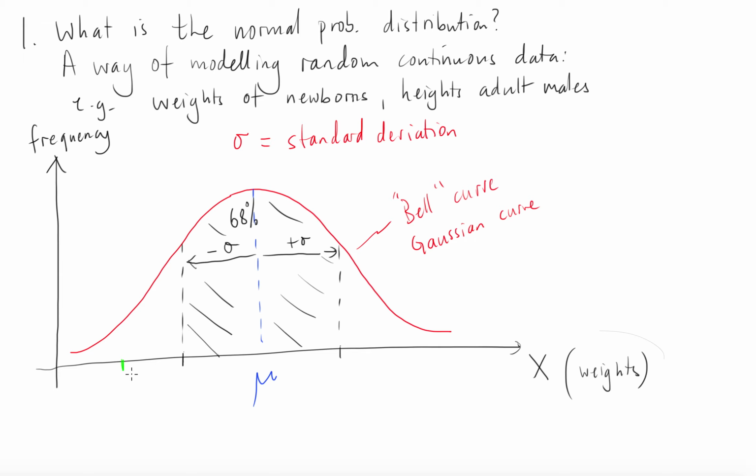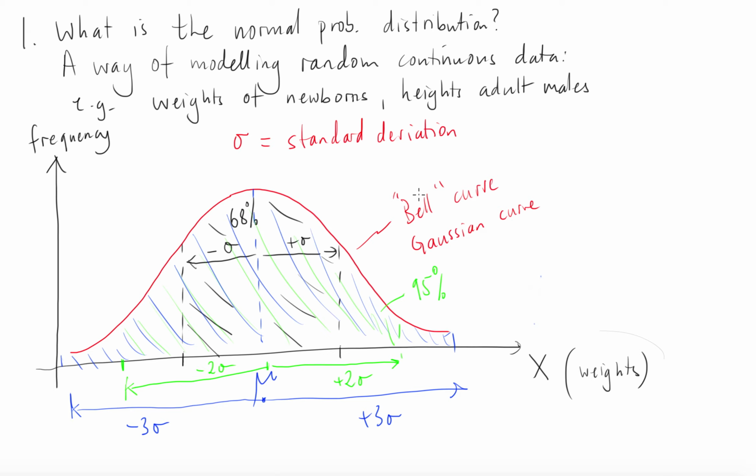However, if I go two standard deviations away from the mean, taking in more of the population, I find that this green area, all of this here, represents 95% of the population, I believe. And if we go 3 standard deviations either side of the mean, the area under that curve would encapsulate 99.7% of the population. Let's go on to the next question.